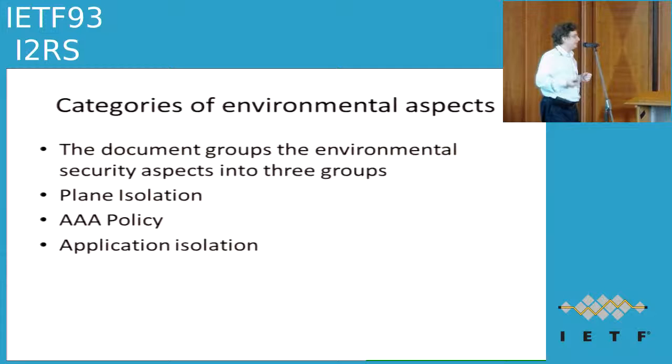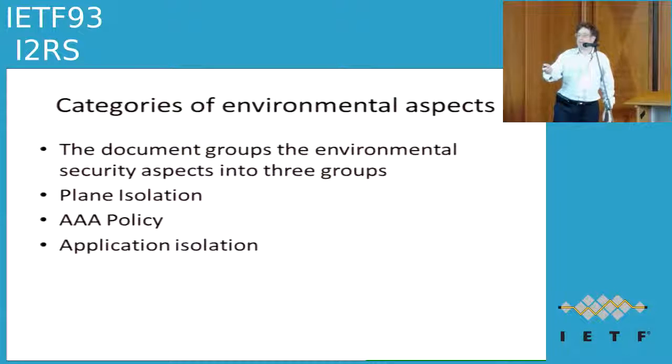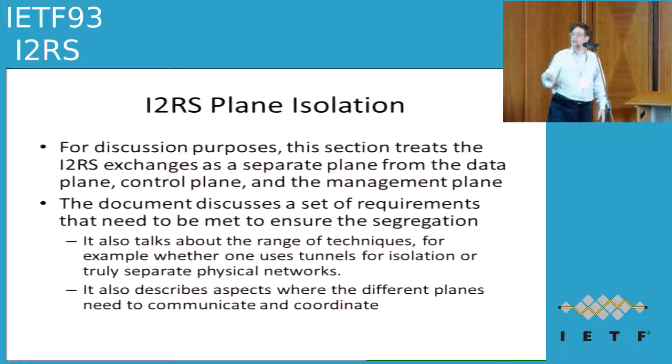One of the observations was some folks like to state requirements and then explain them, and some folks like to state context and then provide requirements. And the only thing that's really bad is to do both in different places. So the document picks one approach and tells you which way it's doing it. So we group the requirements into three kinds: plain isolation requirements, AAA policy requirements, and application isolation requirements. And they're pretty straightforward. And again, I say the details are in the doc.